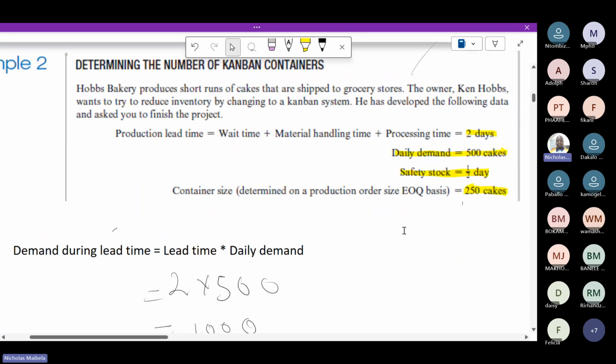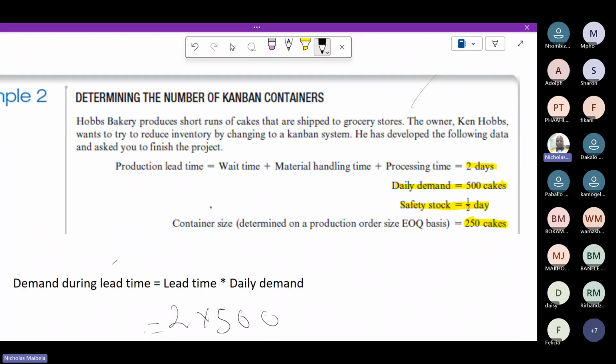250. If we are not given this EOQ, what is it that you must do, all of us? If we're not given economic order quantity, what are we supposed to do? Must look for it with the formula. EOQ equals the square root of 2DS over H(1 minus d/p).